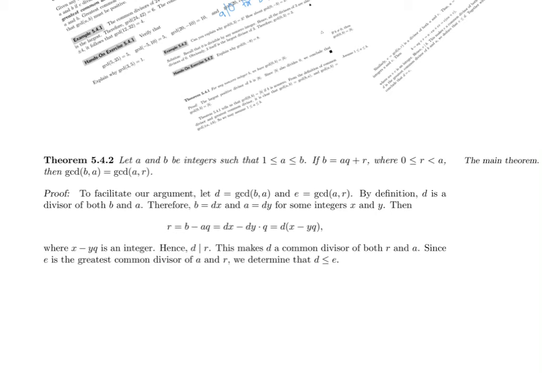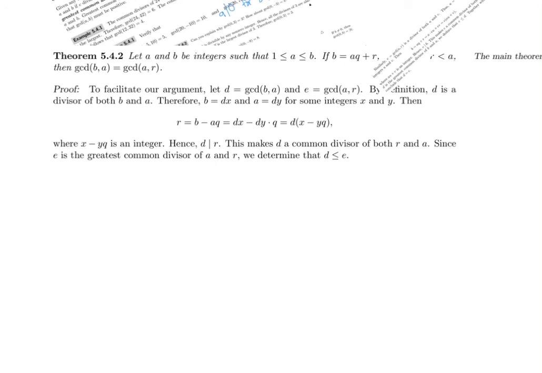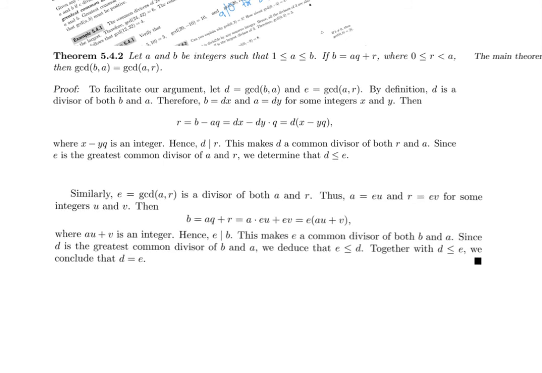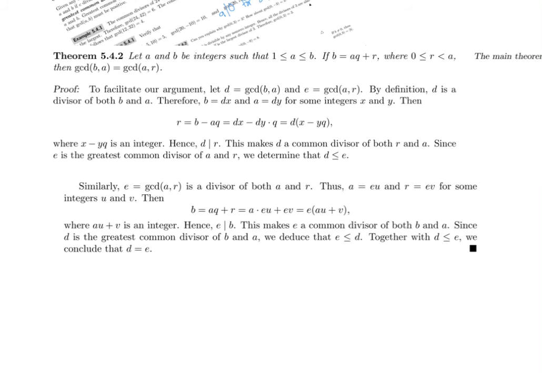So absorb that for a moment, and we're going to continue with the proof. Okay, what we're trying to do is show that d equals e. So the strategy that we're using is show that d is less than or equal to e, and then show that e is less than or equal to d. All of that together would imply that d equals e. We want to show that d is the greatest common divisor of a and r.